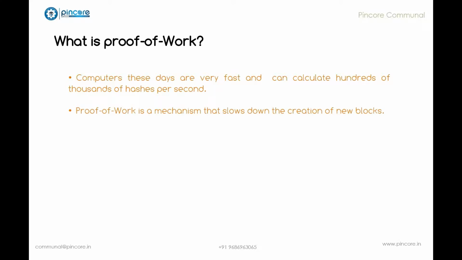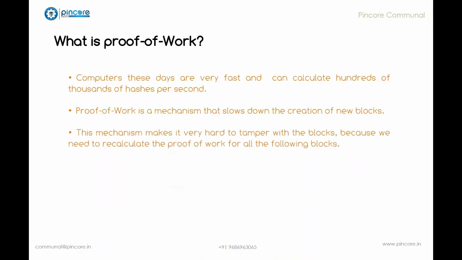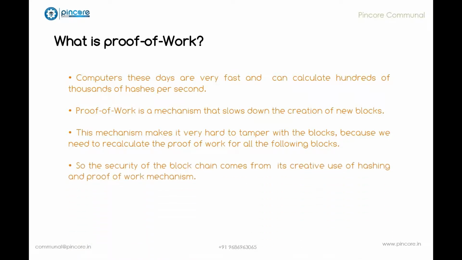Proof of work is a mechanism that slows down the creation of new blocks. If we consider the same Bitcoin case, it takes about 10 minutes to calculate the required proof of work and add a new block to the chain. This mechanism makes it very hard to tamper with the blocks because if we tamper with one block, then we need to recalculate the proof of work for all the following blocks. The security of the blockchain comes from its creative use of hashing and the proof of work mechanism. But there is one more way that blockchains secure themselves, and that is by being distributed.